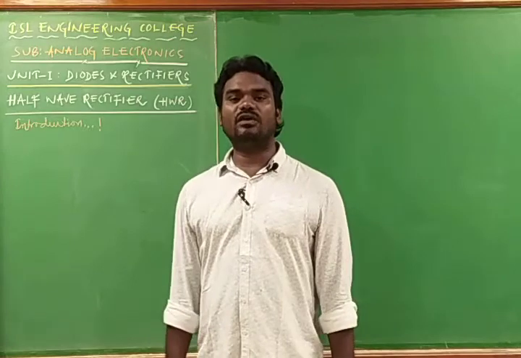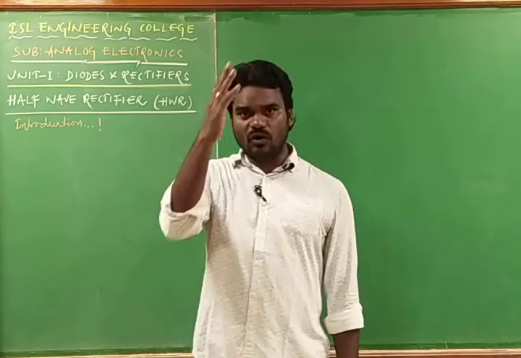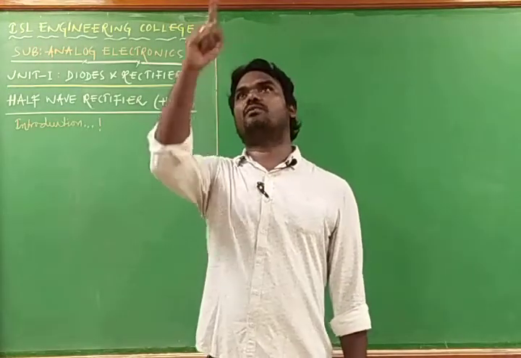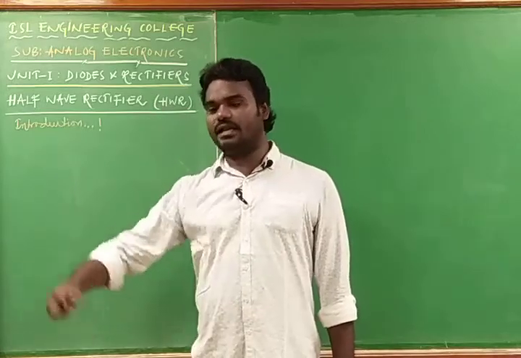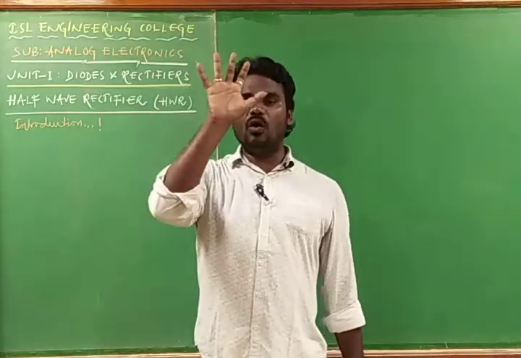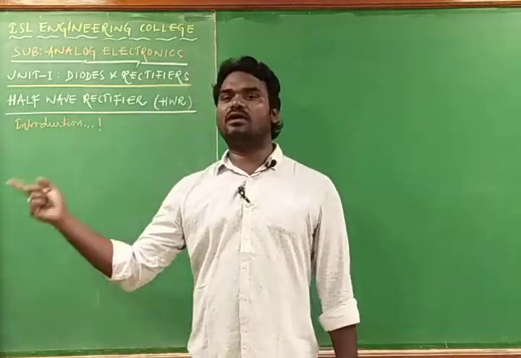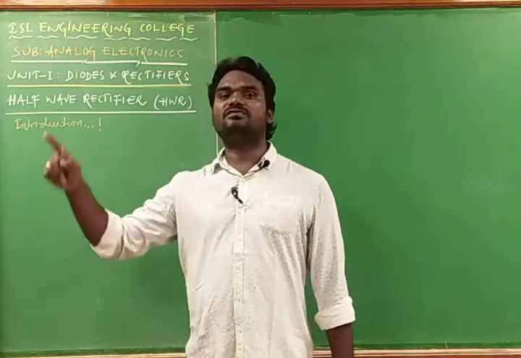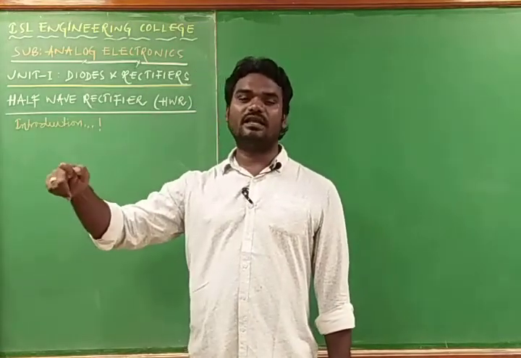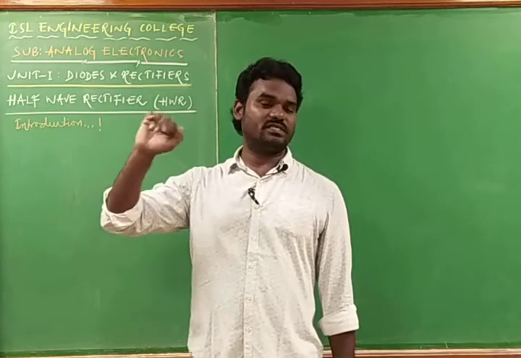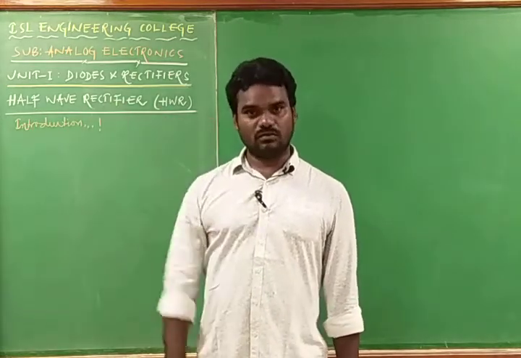Half of the wave only converted into DC. If you go with the AC signal, it can have the positive half cycle and the negative half cycle. That means only one half cycle will be converted into DC. During the remaining half cycle, it is not going to convert it into DC. That will give the current as 0.